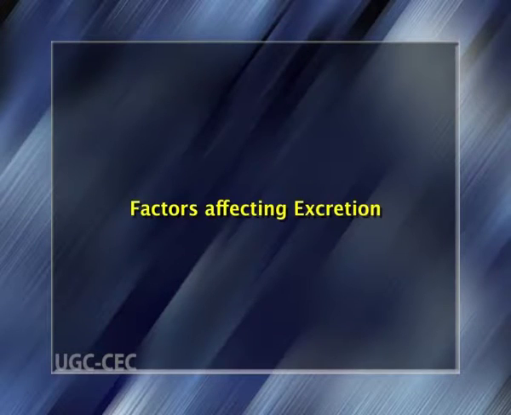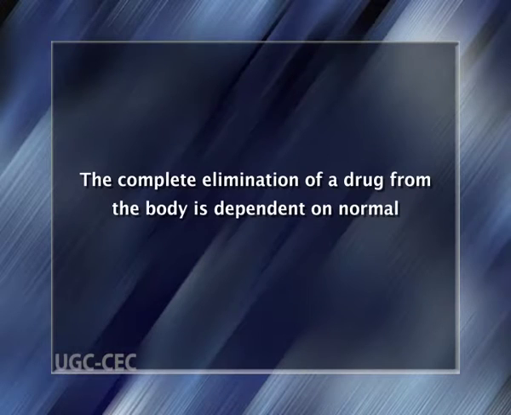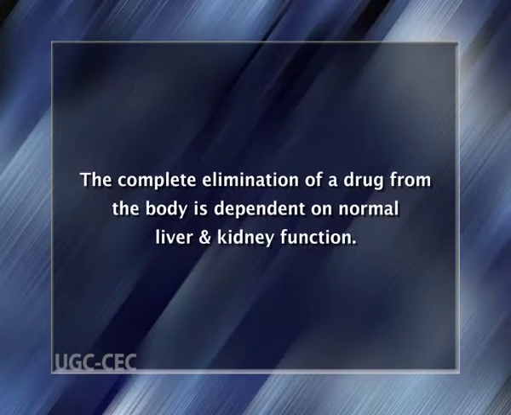Now we will discuss the factors affecting excretion. The complete elimination of a drug from the body is dependent on normal liver and kidney function. When a patient has reduced kidney function or another problem that lengthens the half-life of a drug, dosage adjustment is required. If the dosage is not adjusted, the drug will accumulate in the body.